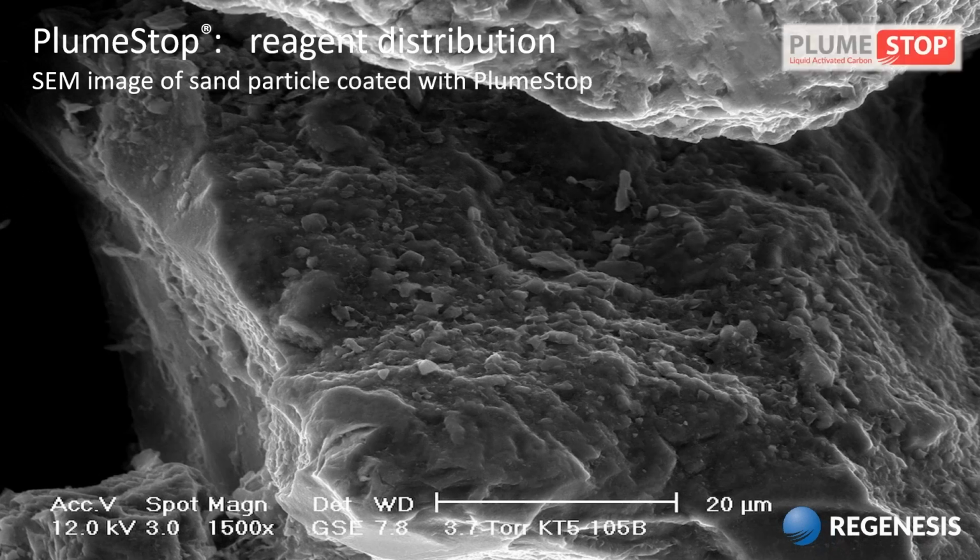After the PlumeStop has been applied, note the scale bar is reduced to 20 microns, we can see the coating of activated carbon particles showing as this rough boulder field coating the top of the sand grains. That's kind of the coating that we would leave. And you can note that the macro pore spaces are hardly impacted by this. We've just got a coating on the surface. And that's why the impact to groundwater flow is negligible.